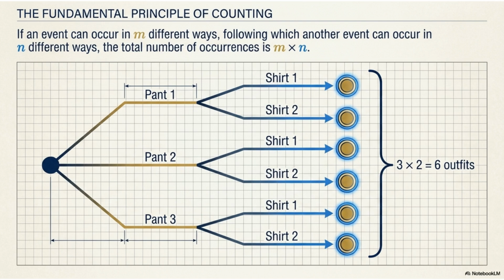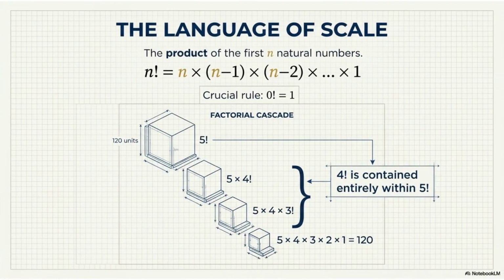This is where the fundamental principle of counting comes in. If one event can occur in m ways and another in n ways, the total number of combinations is simply m times n. This simple multiplication reveals the hidden structure of choice. To scale these calculations, we use factorials. A factorial, denoted by an exclamation point, is the product of all positive integers up to n. It acts as a powerful multiplier for counting arrangements, with the crucial rule that 0 factorial equals 1.